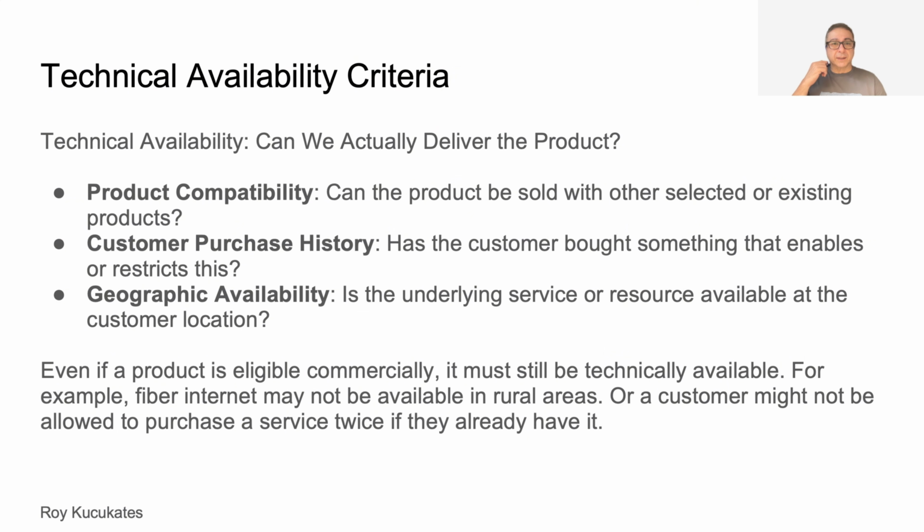Even if a product is eligible commercially, it may still be technically unavailable, so the availability should be checked as well before the order fulfillment starts. For example, a fiber internet may not be available in my area, but commercially I may be eligible to purchase it, but if I purchase, it will not be fulfilled correctly.